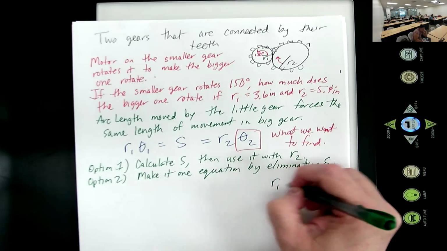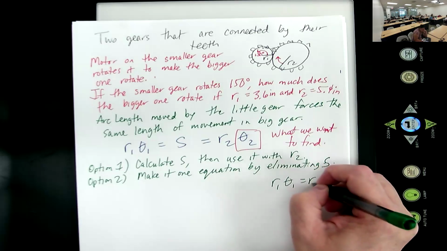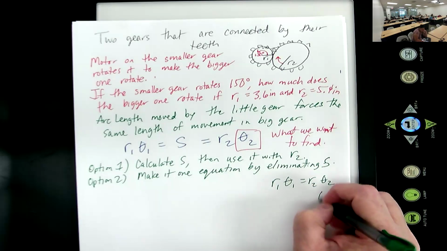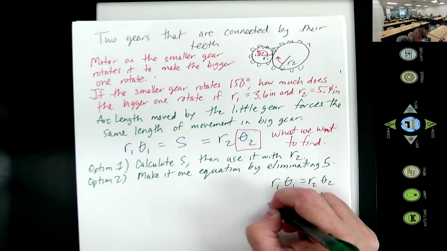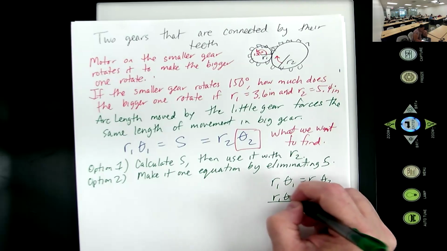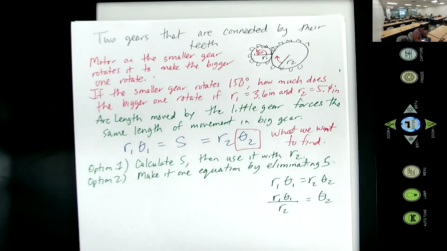That's by going R1 theta 1 equals R2 theta 2. So theta 2 is gonna equal R1 theta 1 over R2. I'm gonna do the longer one, option 1, just because that's probably what most people will do. But it will work on both.